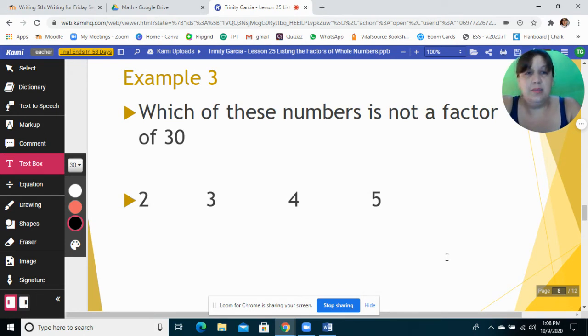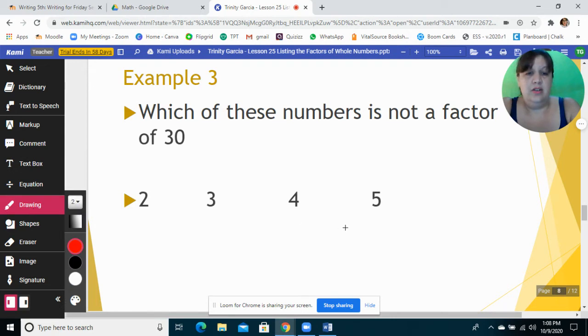They can help you. All right, let's look at example 3. Which of these numbers is not a factor of 30? Not a factor of 30. Well, we know that it's a whole number that ends in a 0. And what did we learn about whole numbers that end in a 0? We learned that 5 is always going to be a factor. So we know that one's good.